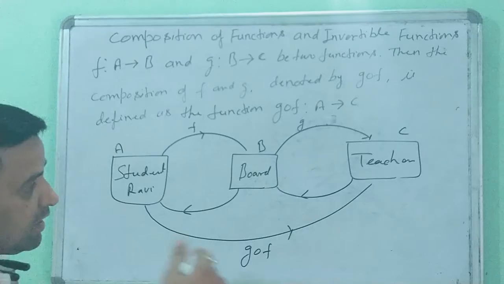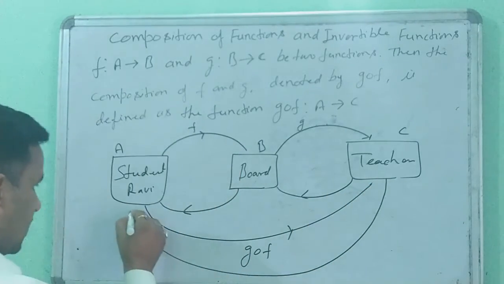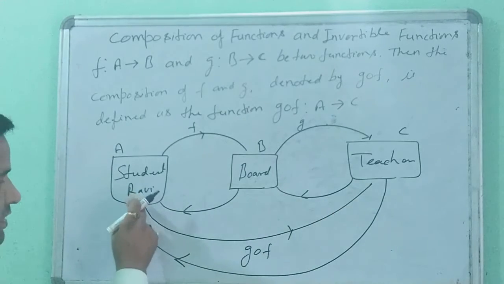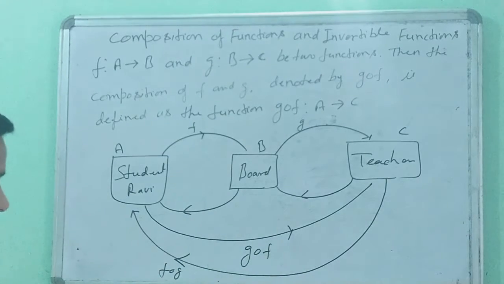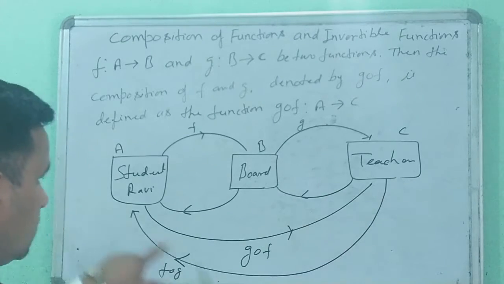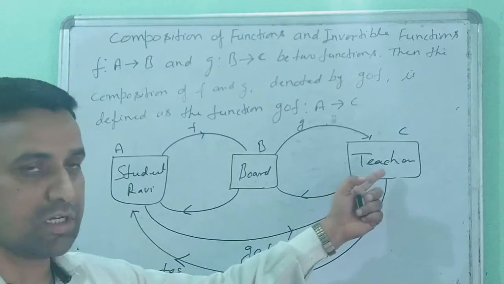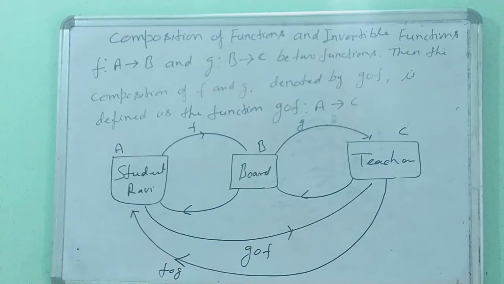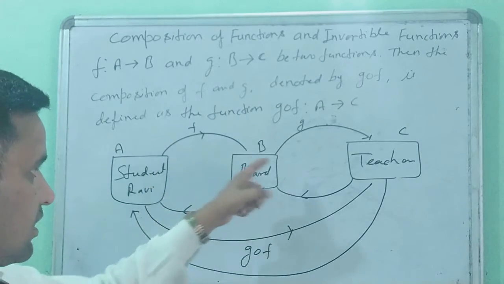And the opposite process, teacher to student, is called fog. Teacher to student is called fog, and student to teacher is called gof. Understand these things. According to this diagram, you understand what the composition of functions is. Students, you are not directly related to the teacher here.